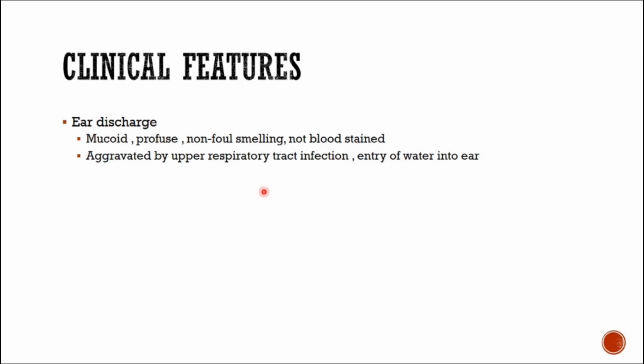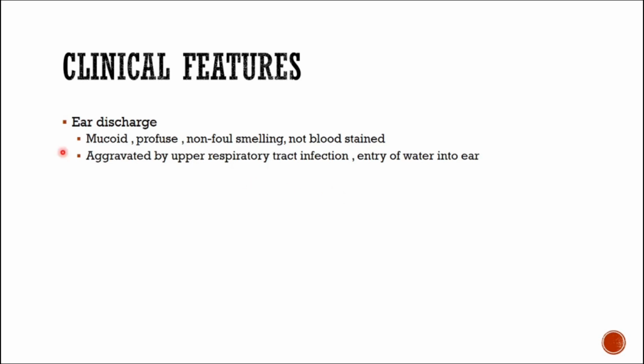It will be aggravated whenever the patient has any upper respiratory tract infection, and whenever there is any entry of water into the ear. Because of the entry of water into the ear, or because of any aggravation of upper respiratory tract infection, the goblet cells near the eustachian tube and the mesotympanum and hypotympanum will be stimulated, because of which the patient will have profuse ear discharge.